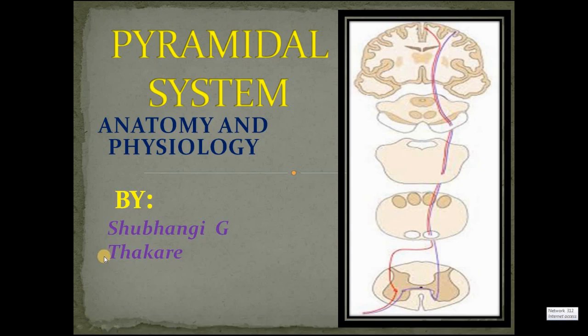In today's video, we are going to learn about the pyramidal system, meaning our descending tracts, which are the corticospinal and corticobulbar pathways. So without wasting so much time, let's get started.